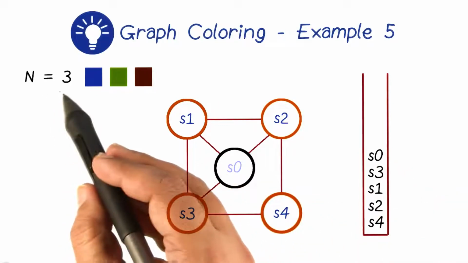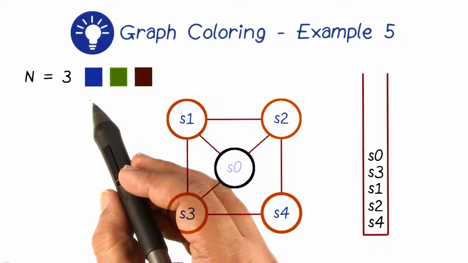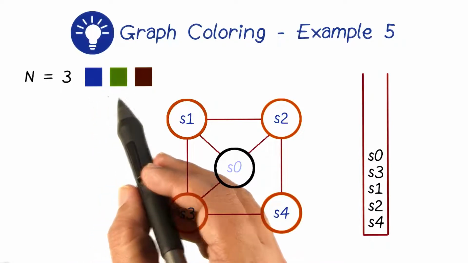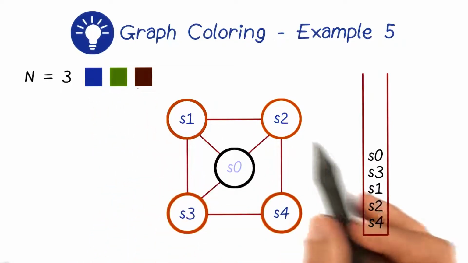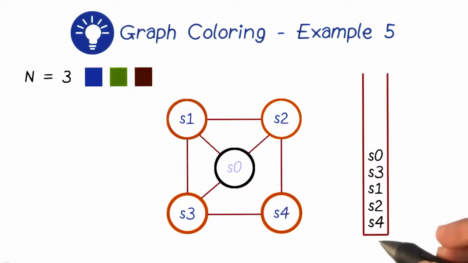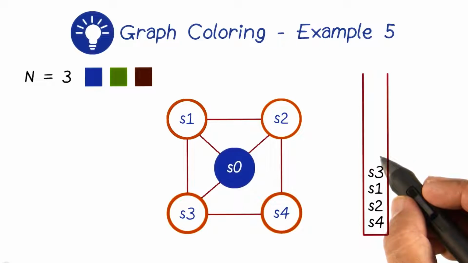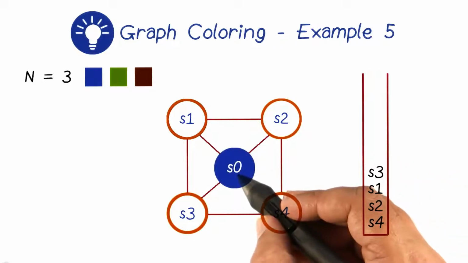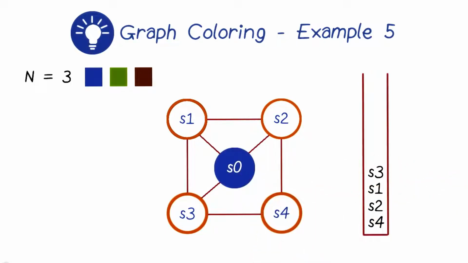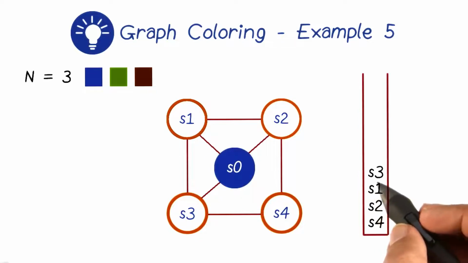Now we have 3 registers, as I mentioned. Let's call them blue, green, and red, and let's try to give the colors to these nodes in the next step. So the first node, S0, is now removed from the stack and is given a color which is blue. The next node that will be removed will be S3.